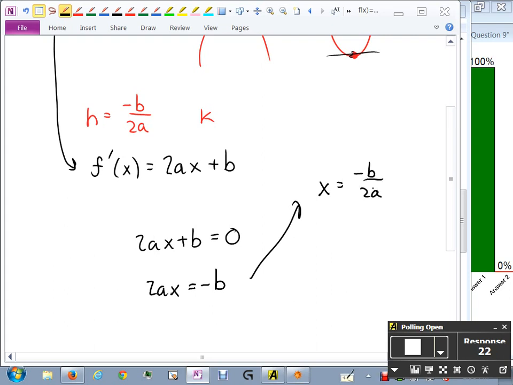In other words, the h was the x coordinate of the vertex, right? It's just setting the quadratic function's derivative equal to zero and solving. That's all it is. Now, it gets more complicated if your function is not quadratic, but you can see how that might happen. Yes? So there's where the formula comes from.